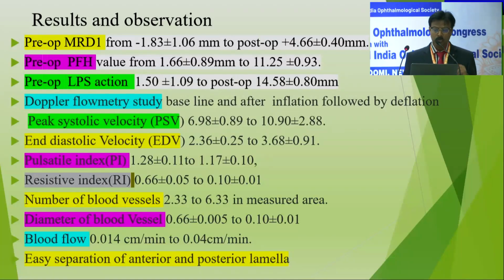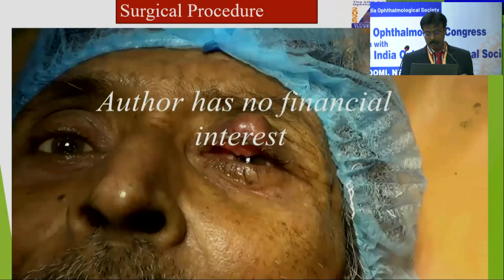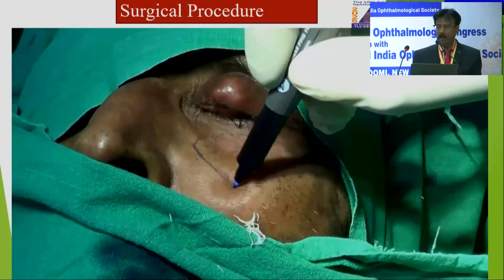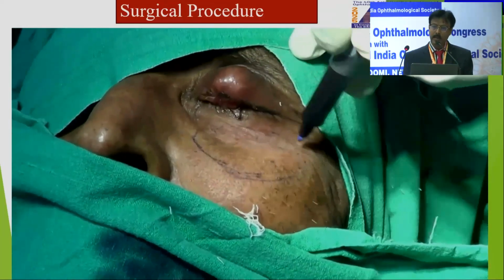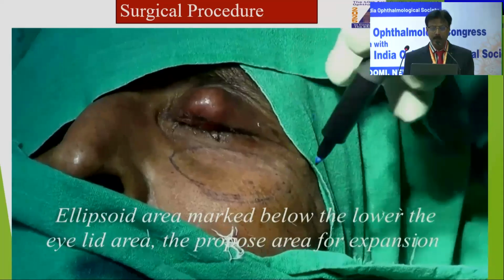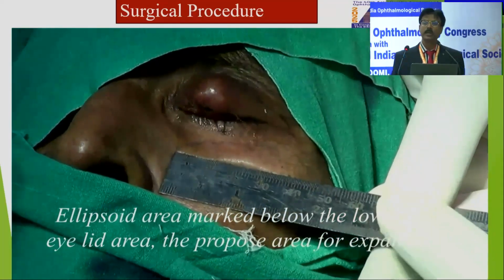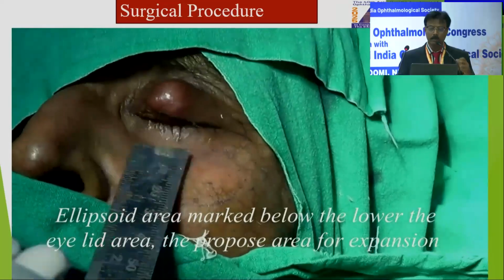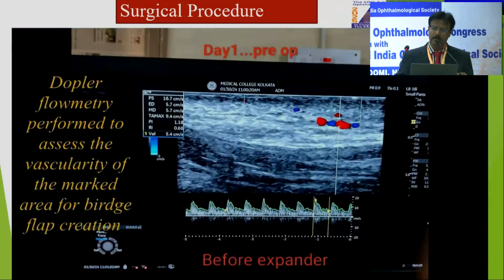And most important is early separation of the anterior and posterior lamella. Now comes the surgical procedure. This is an upper eyelid tumor. Our plan is to do an early rehabilitation. The Cutler-Beard procedure, basically, has the second stage done after 6 to 8 weeks. This is the conventional study. Now, for the first time, we try to see whether rehabilitation is possible within 2 weeks.